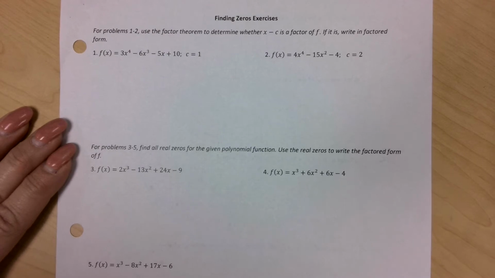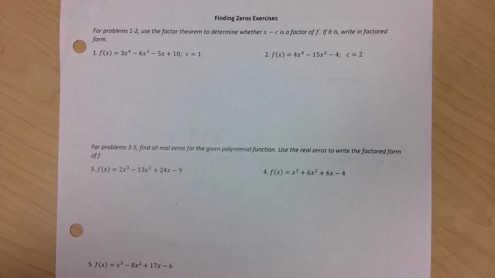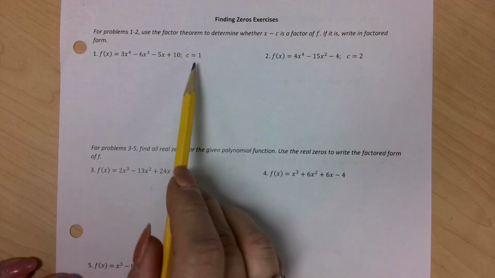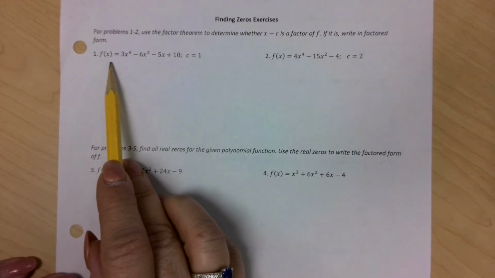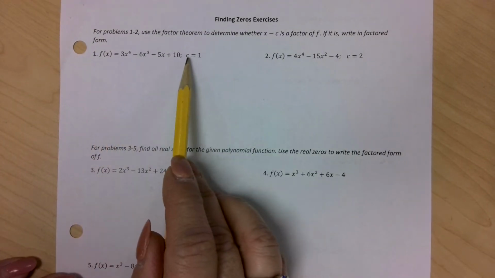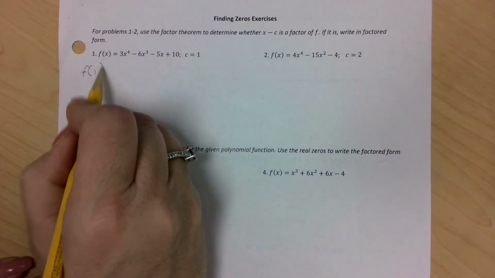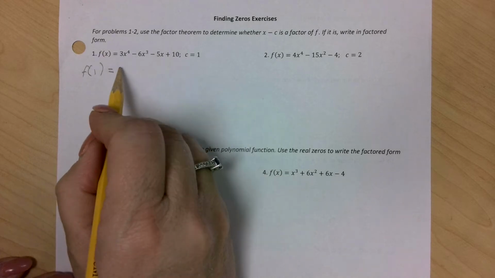The first set of problems, again, ask you to use the factor theorem to determine whether it's a factor. If you recall, we can either use synthetic division or we can find f of 1 because they're telling you that c is 1. So let's just plug in f of 1 to find out what the remainder is.